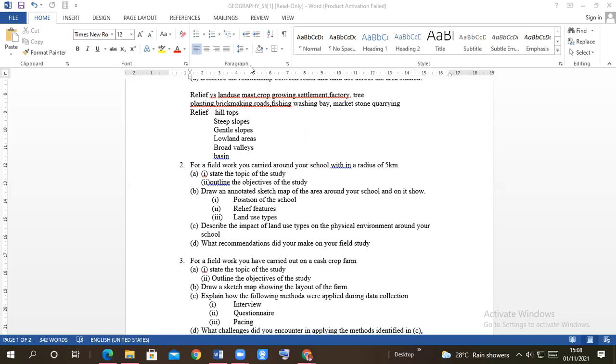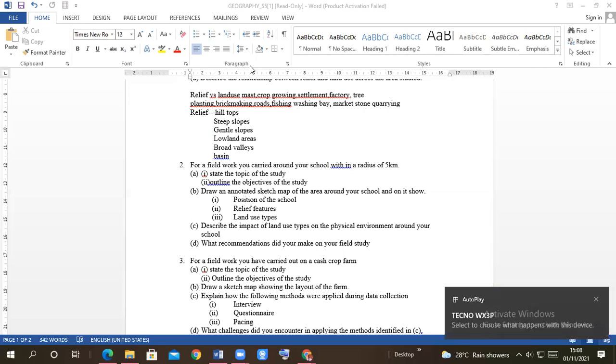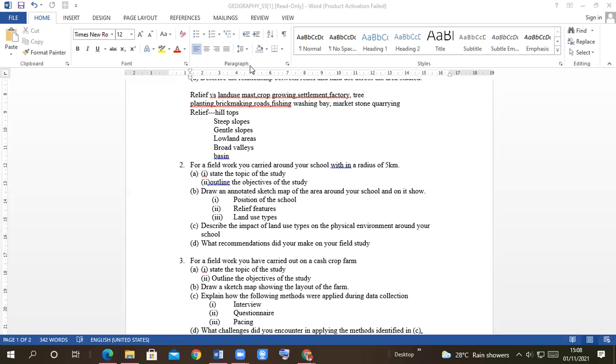So to such a question, to state the topic of study, you will say the growth and development of... what's the name of your papa or guardian? Mr. So and so. Mr. Museveni. Okay. Of Mr. Mwanje. The growth and development of Mr. Mwanje's home or Mr. Mwanje's residence.